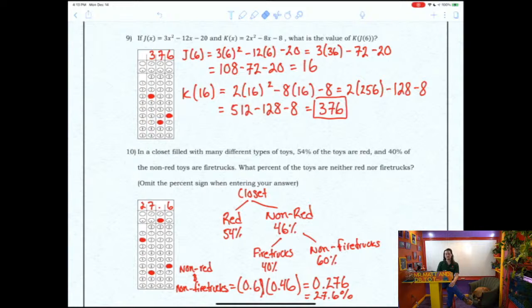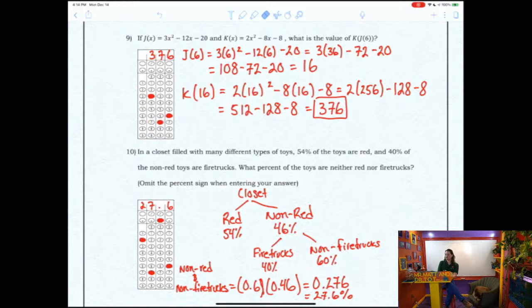So 16 is the new input value that we're going to use in the function k of x. Substituting 16 for x in k of x, we're going to get 2 times 16 squared minus 8 times 16 minus 8. 16 squared is 256. 8 times 16 is 128. 2 times 256 is 512. So we're going to get 512 minus 128 minus 8, which will give us a final answer of 376.